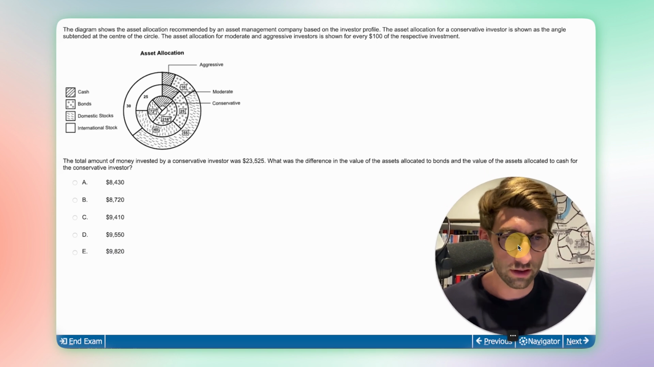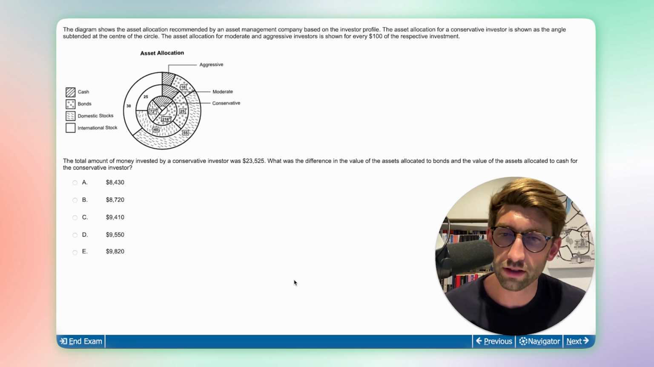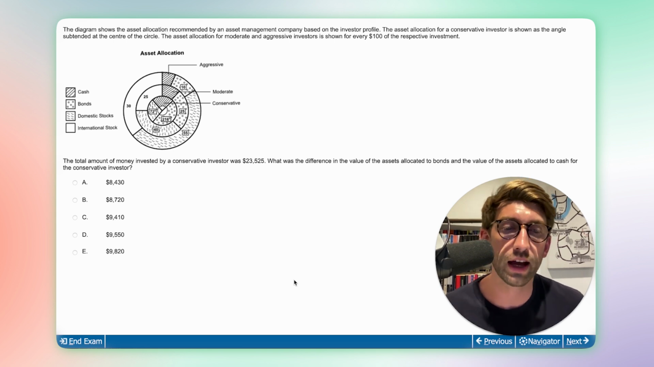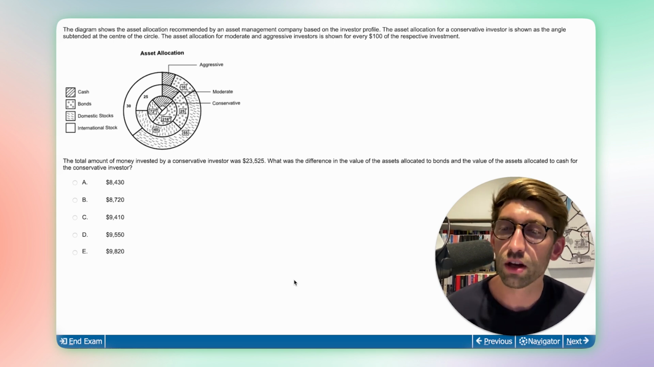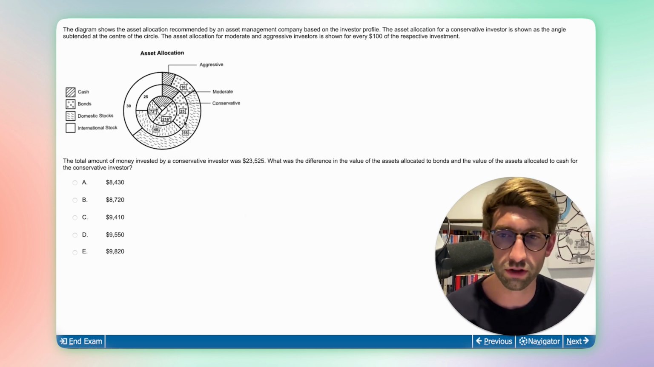Okay, so let me move this ugly mug out of the way. The total amount of money invested by a conservative investor was $23,525. What was the difference in the value of the assets allocated to the bonds and the value of the assets allocated to cash for the conservative investor? Okay, so we're conservative, so we're looking at this middle circle, and we need to compare the difference between this and this, right? Now, we don't know what this is yet, but we just want to know the difference.